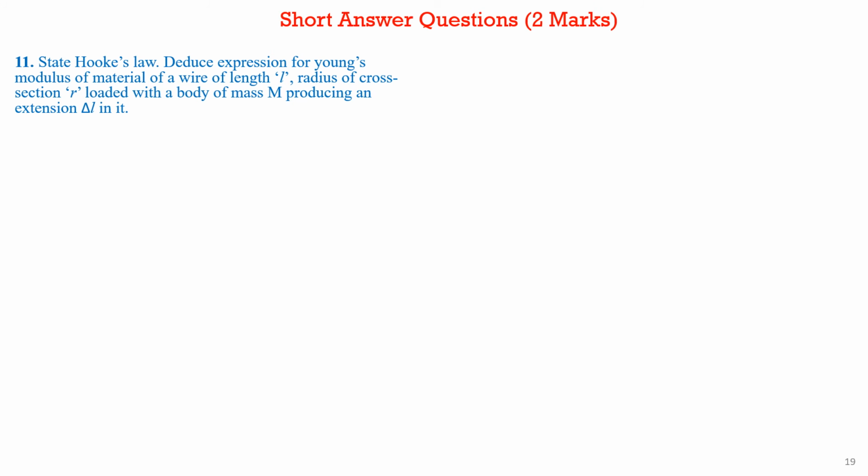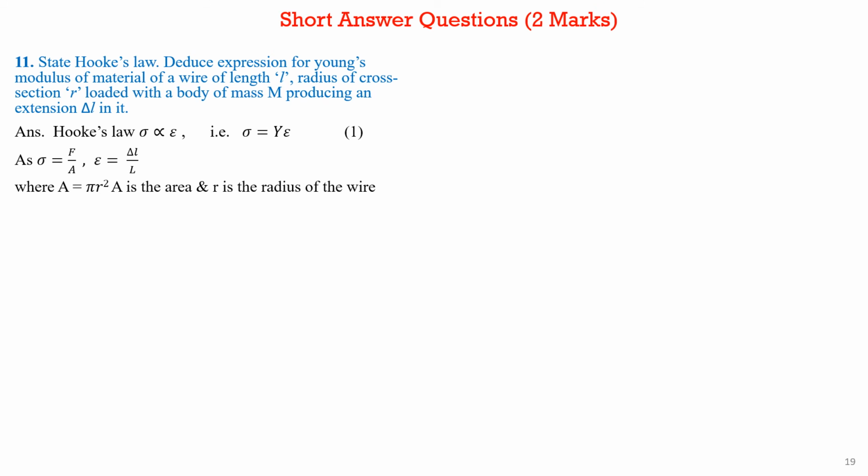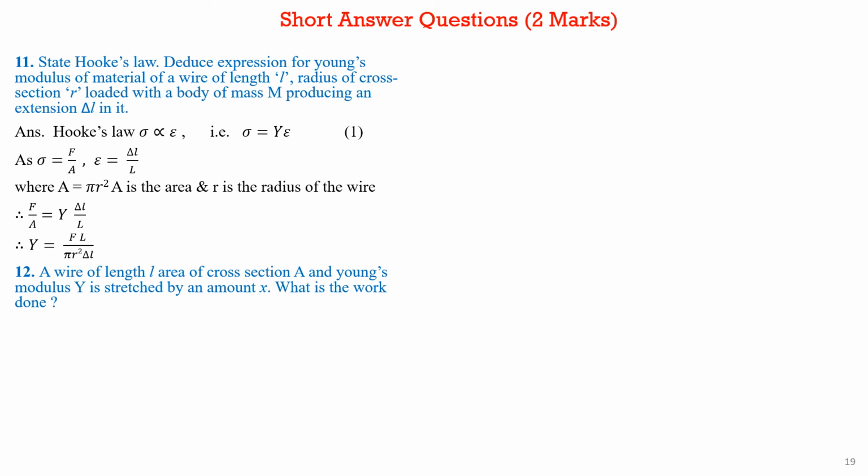Short answer questions of 2 marks each. Question number 11. State Hooke's law. Deduce expression for Young's modulus of material of a wire of length L, radius of cross section r, loaded with a body of mass M, producing an extension delta L in it. This is a theoretical question already we have worked out. However, the answer is repeated. You can pause and note down the contents and make your own notes.